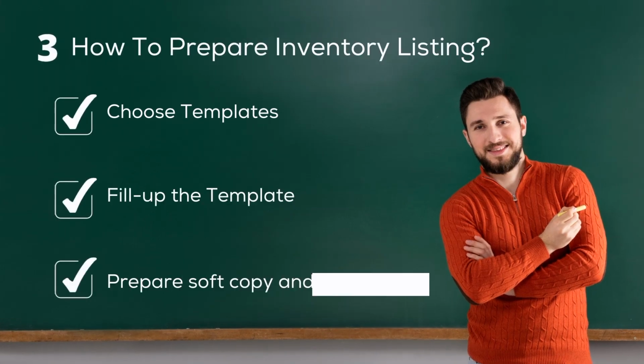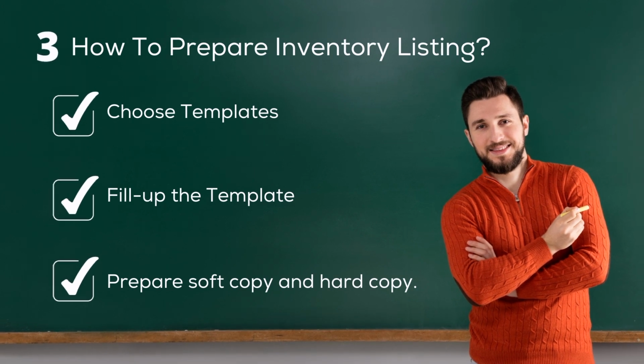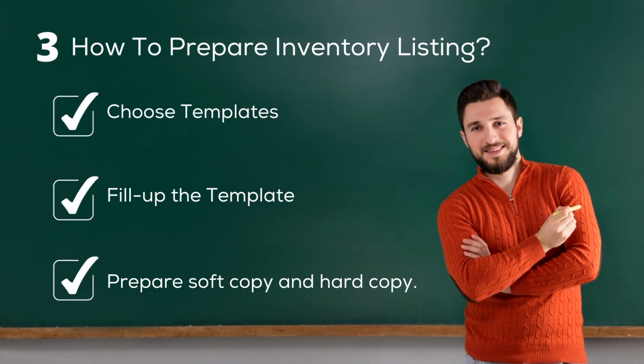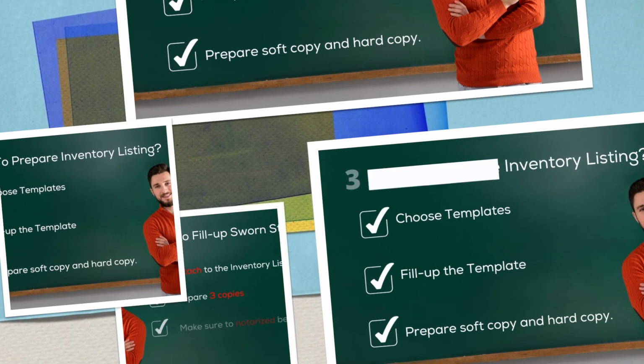Step 3. Prepare soft copy and hard copy. Once you've filled up the spreadsheet, don't forget to save it. You also need to print the spreadsheet to be submitted to the BIR. You also need to submit the soft copy of the inventory list stored in digital versatile disk recordable or DVD-R, or USB. It must be appropriately labeled together with the notarized sworn statements.